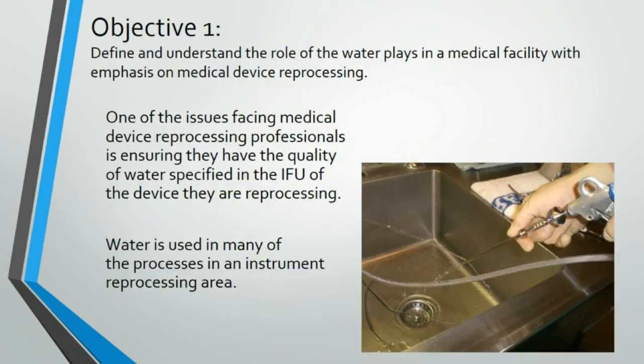So, right to objective number 1, we're going to define and understand the role that water plays. One of the issues facing medical device reprocessing professionals is ensuring that they have the quality of water specified in IFUs, and especially if you're doing flexible scopes, and we're going to talk about this a little more later on. There are several levels of water, and you may need to have more than one, and most likely would need to have more than one to process certain devices. But it's used in many processes throughout the reprocessing area.